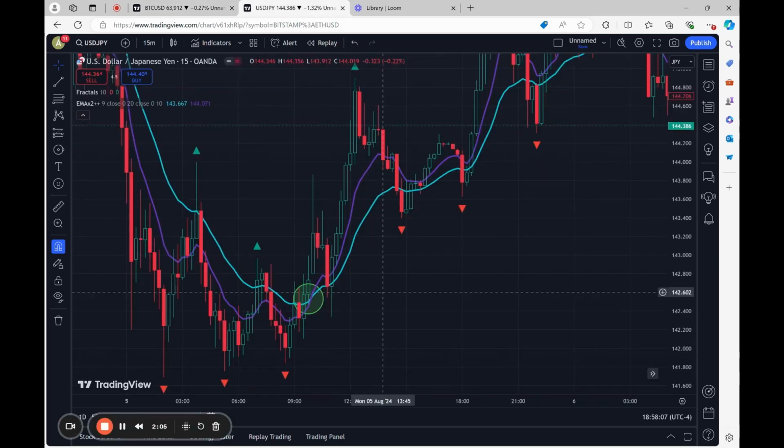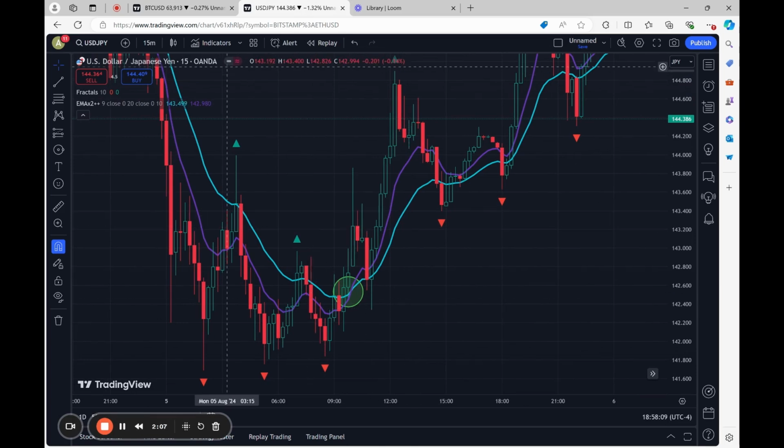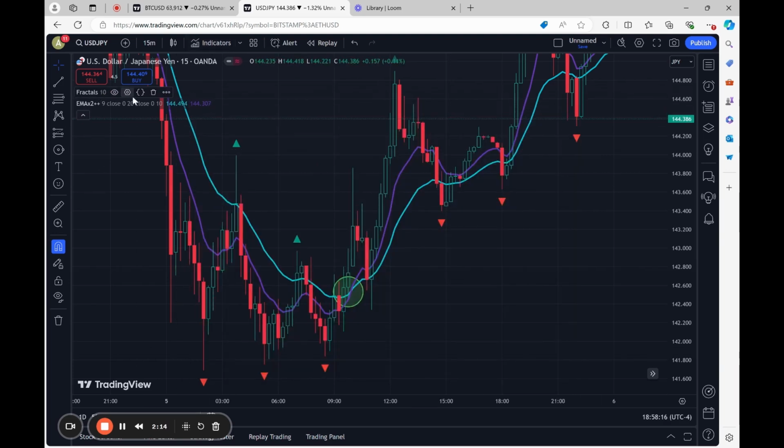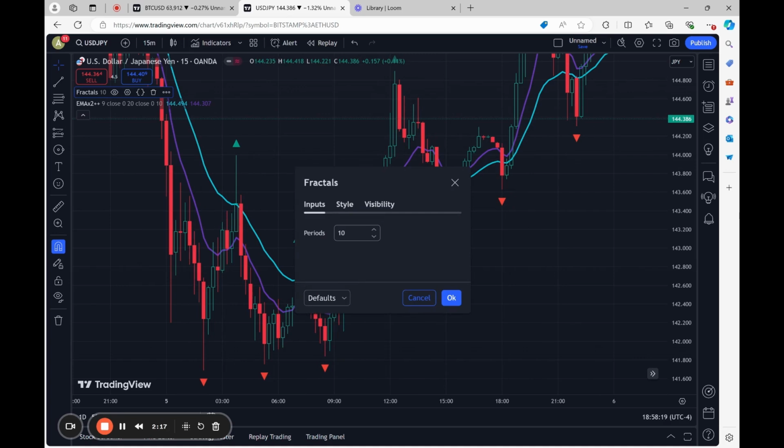Our next confirmation indicator is called Williams fractals. And how I find this is just on here, Williams fractals. It's this one right here. And what I like to do before you start using it is the default period is 2, and I like to set it to a period of 10 instead of a period of 2. The reason for that is when you have it at 2, it gives a lot of buy and sell signals, but it's too much, and a lot of them are just really inaccurate. So setting it to 10 gives you fewer buy and sell signals, but the signals tend to be more accurate.